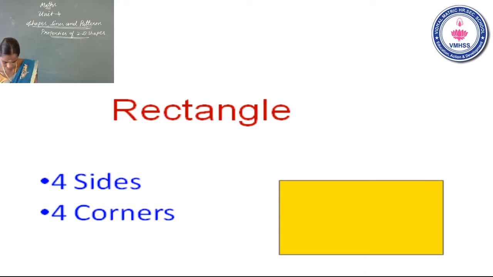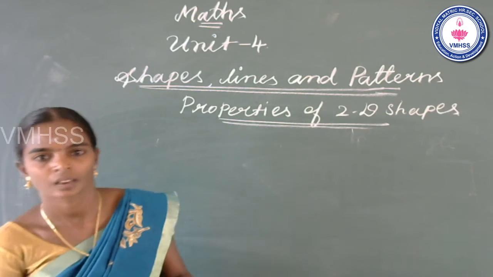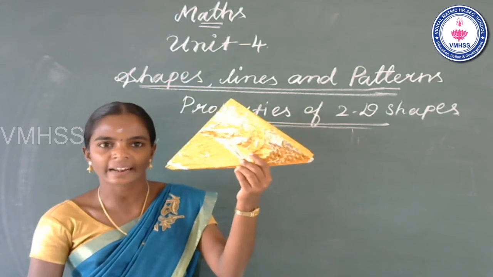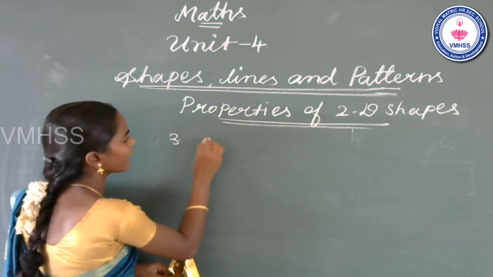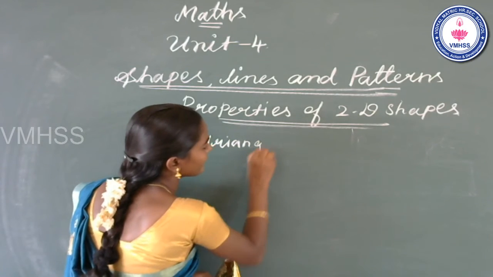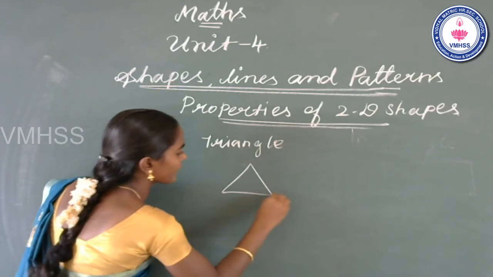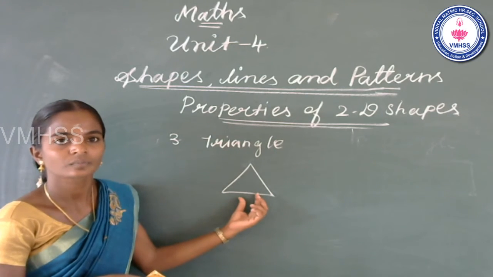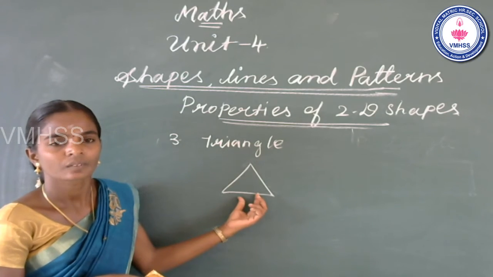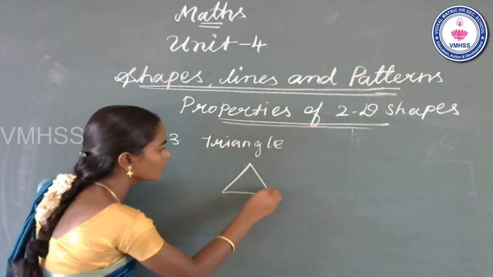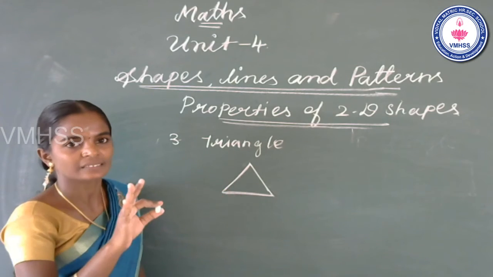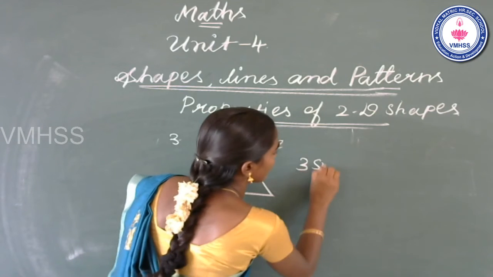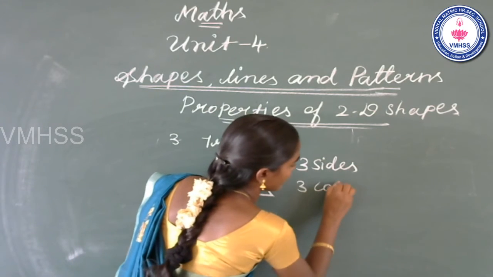Okay, children, listen. Next we see the triangle shape. Third one, triangle. Draw the triangle. How many sides in a triangle? One, two, three. Three sides and three corners.